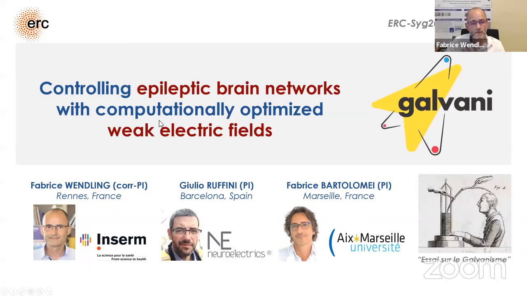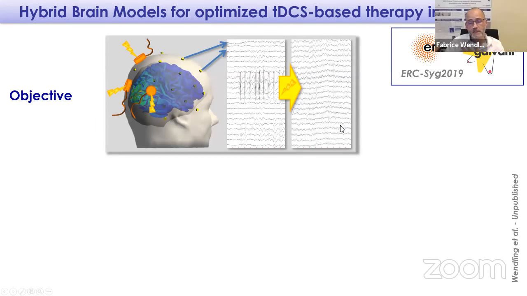So this is what we plan to do in this project that will start very soon. It's an ERC project funded by Europe. And our intent is to try to control epileptic brain networks with weak electric fields that are computationally optimized using computational models. So the objective is relatively simple. What we want to achieve is to define some non-invasive brain stimulation protocols to suppress epileptic activity.